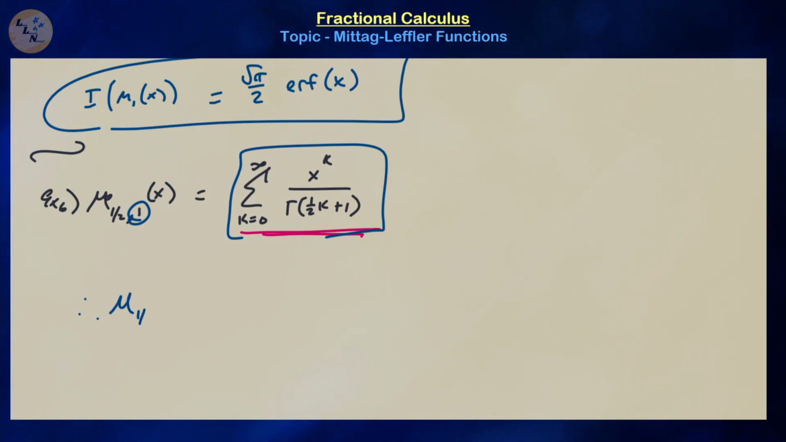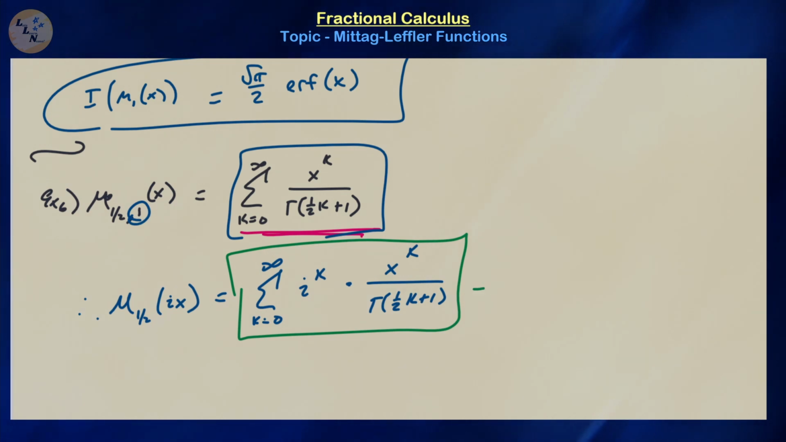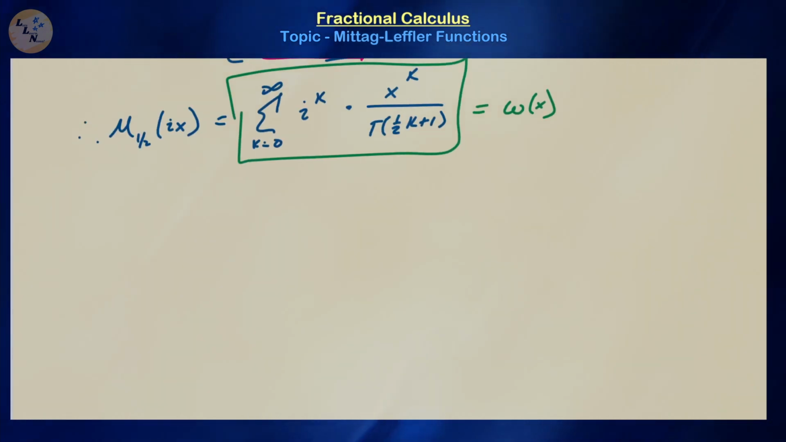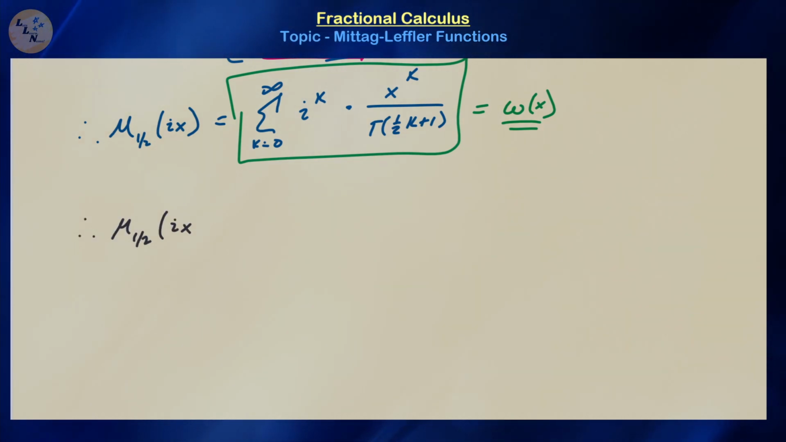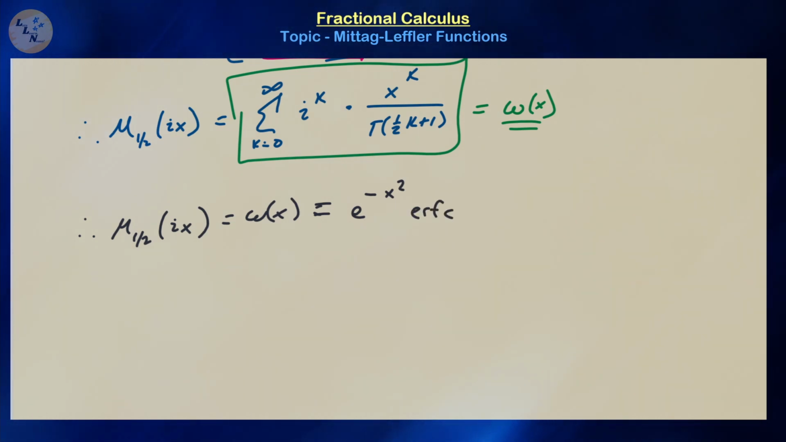So what I actually want to do is evaluate this at ix instead of x. And that's going to give us the sum from k equals 0 to infinity of i^k times x^k all over gamma of 1/2 k plus 1. And this is the power series of a very famous function. That's just the Faddeeva function, right? So if that's the Faddeeva function, that means we know all of the identities associated to it. And that means the Mittag-Leffler 1/2 of ix is just equal to the Faddeeva function, which we should already know is expressible in terms of e to the minus x squared times the complementary error function erfc of minus ix. All right.